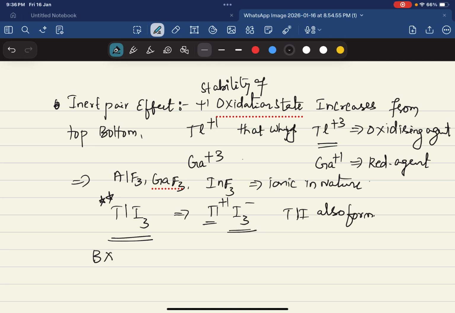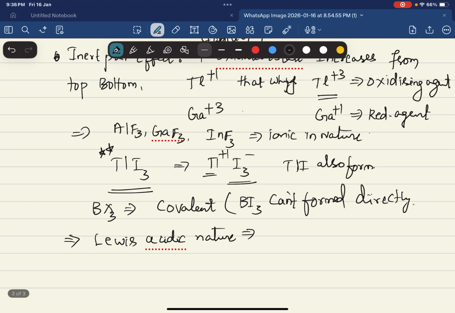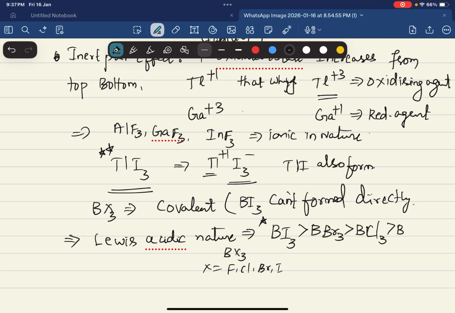And similarly BX3. All are covalent compounds. BI3 cannot be formed directly. And a very important point here is Lewis acidic nature for BX3 compounds. Here X is a halogen: fluorine, chlorine, bromine, iodine. So the order of Lewis acidic nature is very very important. BI3 greater than BBr3 greater than BCl3 greater than BF3.